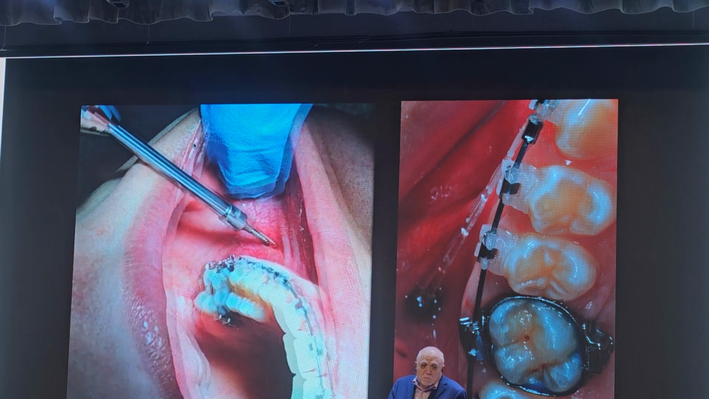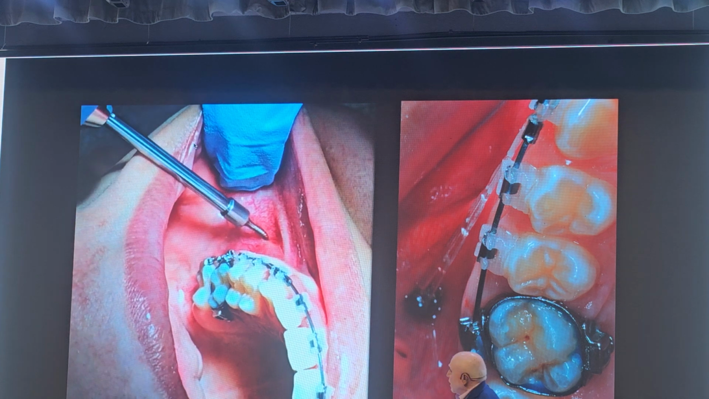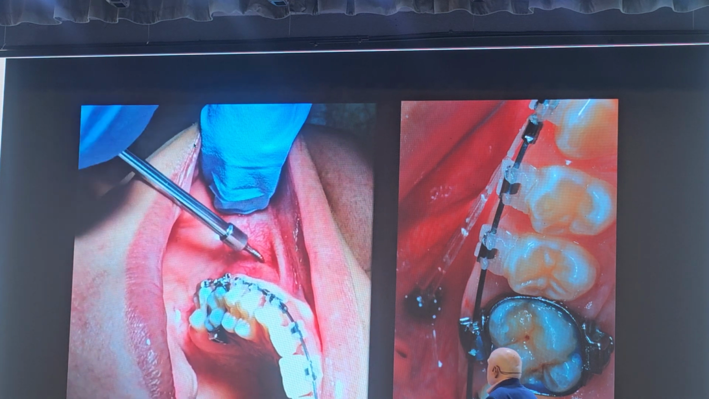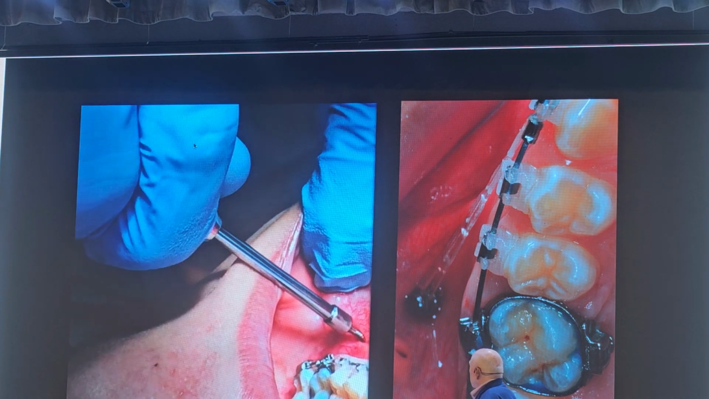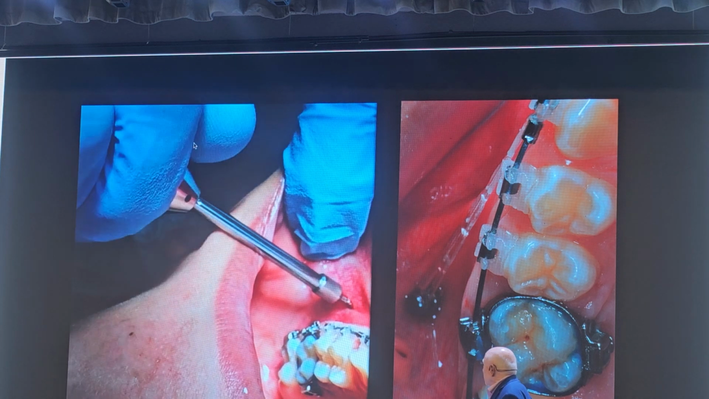This is an actual movie, just to show you how long it is going to take. It takes 1 minute and 34 seconds, so 1 minute 35 seconds. You don't need too much force.